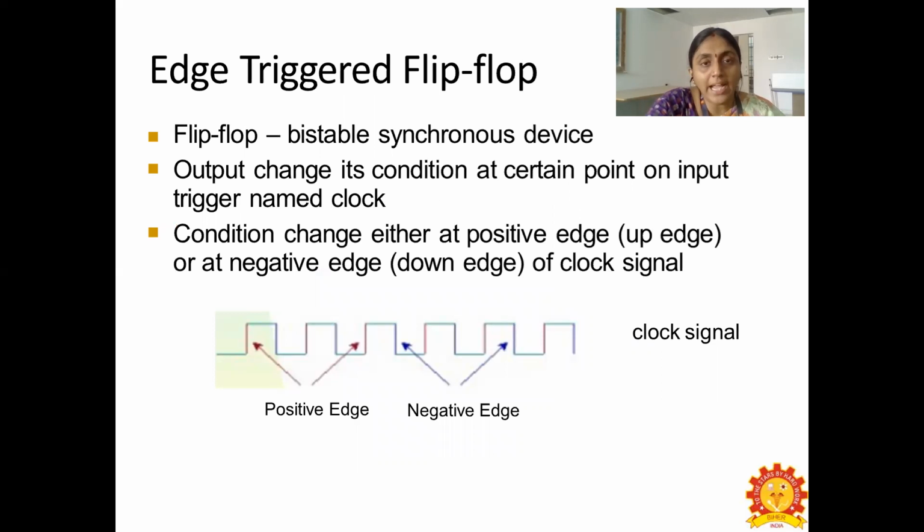Now we will see the edge triggered flip-flop. A flip-flop is a bistable synchronous device where the output changes its condition at a certain point on an input trigger named clock. The condition changes either at the positive edge, the up edge, or at the negative edge, that is the down edge, of the clock signal. Here we can see the positive edge and negative edge in the diagram, where the clock signal in square form is shown.